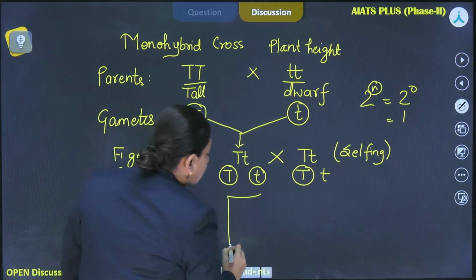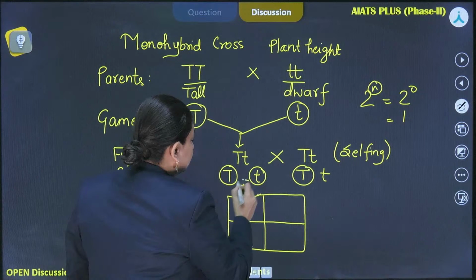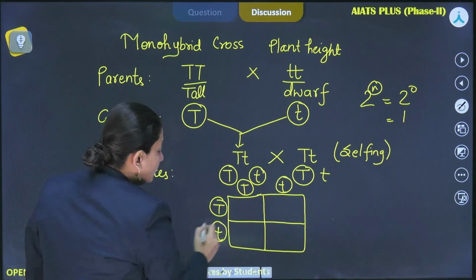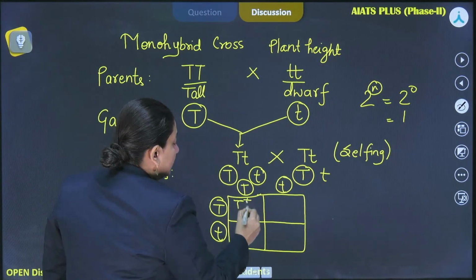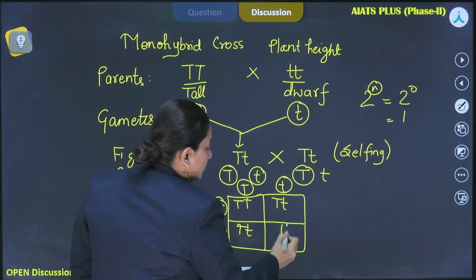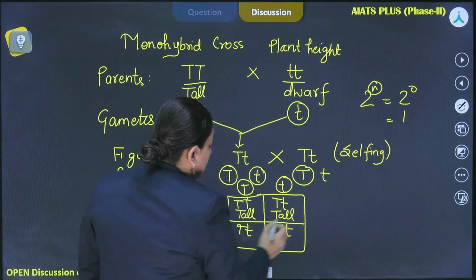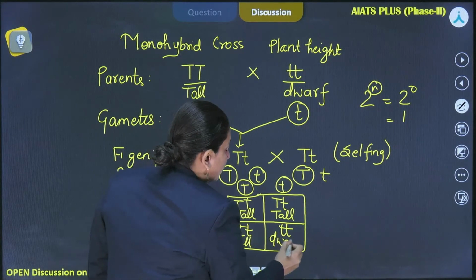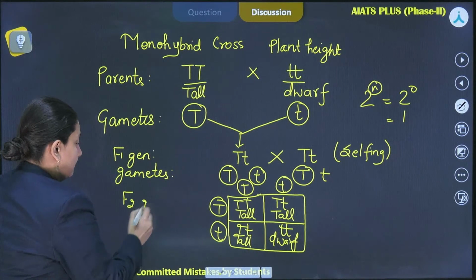Now if we make the Punnett square like this, right? From both the parents, we'll write the gametes like this. So we'll be having these kind of genotypes. This will be tall parent, this will be again tall, this will also be tall, and this is going to be dwarf, right? So this is the F2 generation.